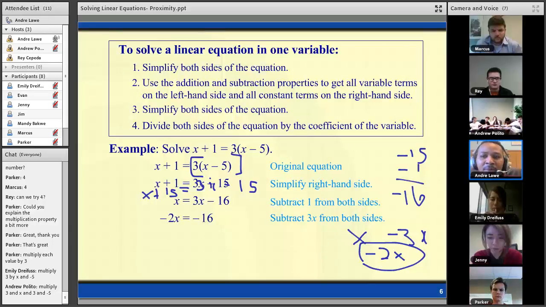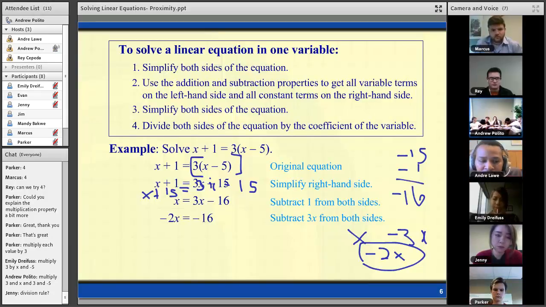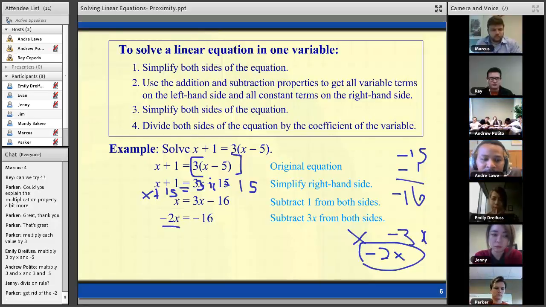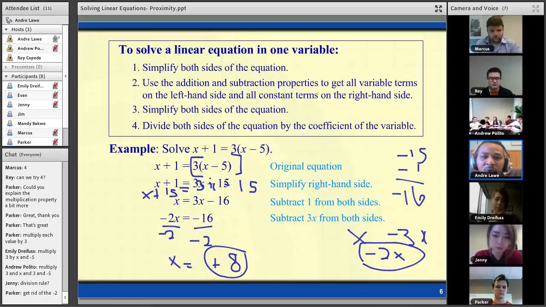Who can tell me the last step that we need to take to solve this equation? Divide by -2 on both sides. Exactly. So we end up with negative 16 divided by negative 2, which will give us positive 8. Okay, any questions about this example? A little bit more complex than the ones we worked on previously.